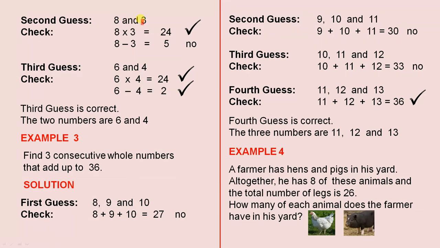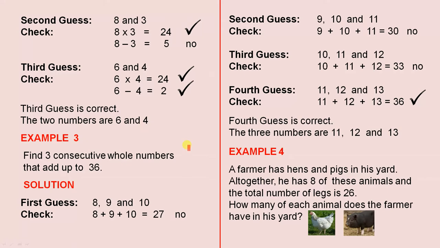Second guess, 8 and 3. 8 threes are 24. 8 take away 3 is 5. That's not what the problem's asking. Third guess, 6 and 4. 6 fours are 24. 6 take away 4 is 2. That is exactly what the problem wants. So the third guess is correct. So the two numbers are 6 and 4.